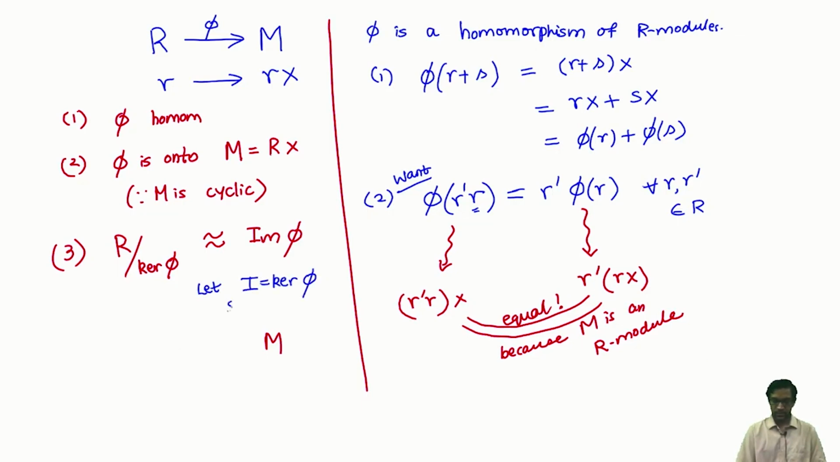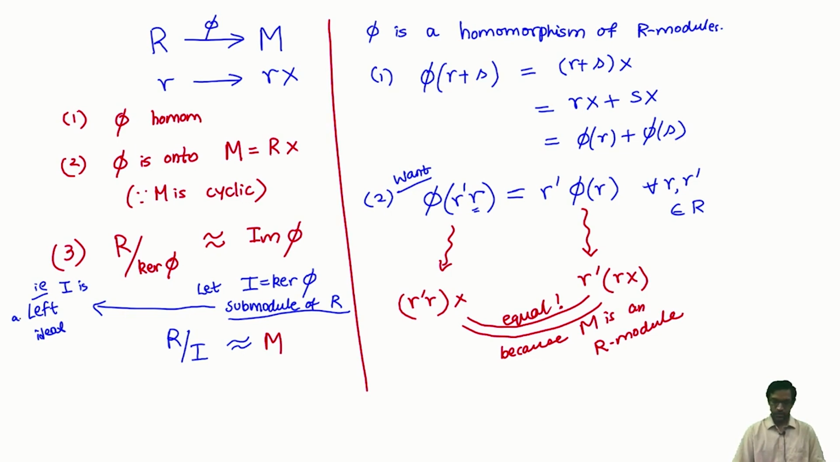We already know it's a submodule of R, but a submodule, remember, is the same as a left ideal. So R modulo the kernel is isomorphic to M, and that's exactly what we needed to prove. We just had to realize that submodules are the same as left ideals, i.e. I is a left ideal.